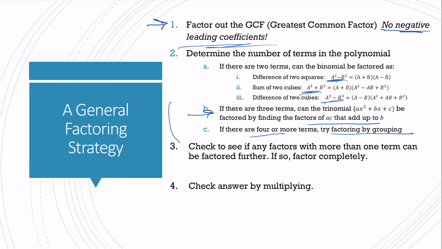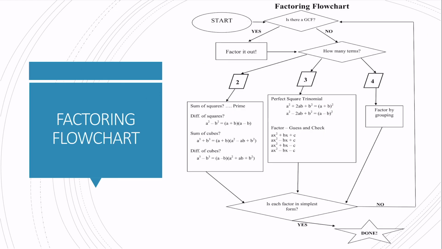Then you have to see if any of your factors can be factored further. So does one of them have a greatest common factor? Is another one a difference of squares? Can I factor it again? And then we check our answers by multiplying. So here's the list of steps. You could also think of it as a decision tree.